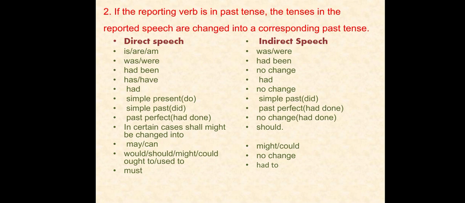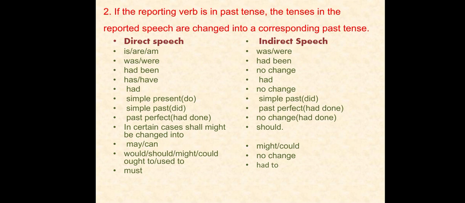Second, if the reporting verb is in the past tense, the tenses in the reported speech are changed into a corresponding past tense. Here two tables are given, one of direct speech and the same verbs will change into indirect speech. That table of indirect speech is given. Is, am, are will change into was, were will change into had been.